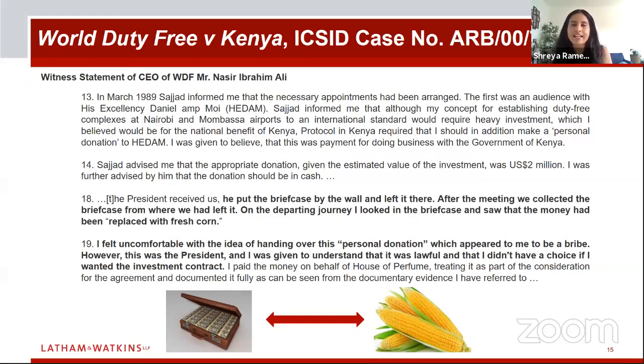Having finished with that and left the meeting, they picked up their briefcase and walked out of the room, and Mr. Ali observes here that he realized that the cash was swapped for corn. And he admits that it made him uncomfortable. The idea of making this personal donation to President Moi made him uncomfortable, but he understood that making this donation to the Harambee was the cost of doing business in Kenya and was a routine aspect of business in Kenya.